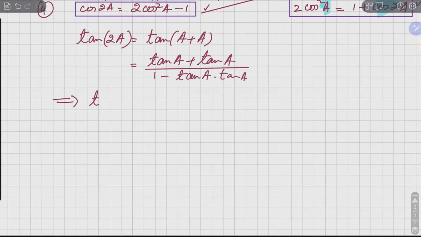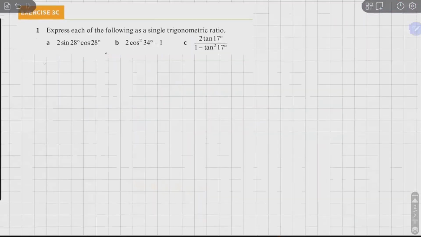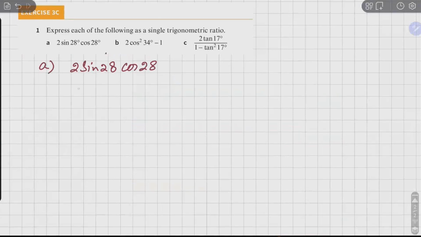This implies that tan of 2a is equal to 2 tan of a divided by 1 minus tan square of a. ले जी, ये आपके पास आ गया जी, फॉर्मूला नंबर 5 आ गया। ए पार्ट, 2 sin of theta, sorry, sin of 28 and cos of 28.